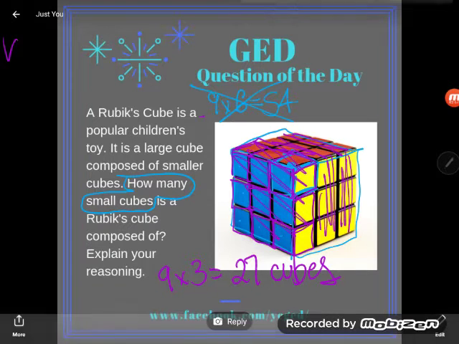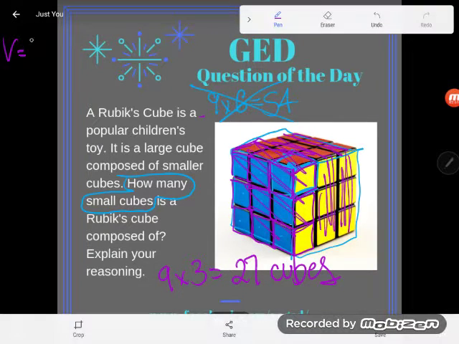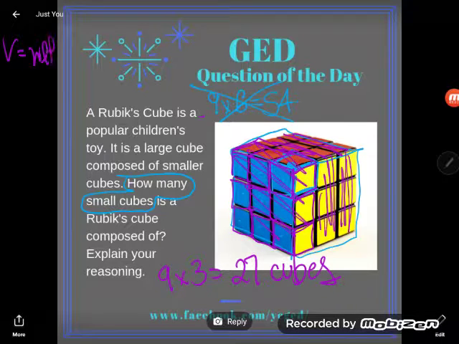Now, some students proved it to me with the volume formula. They said volume of a cube would be width times length times height. And indeed, that'd be 3 times 3 times 3, or 27.